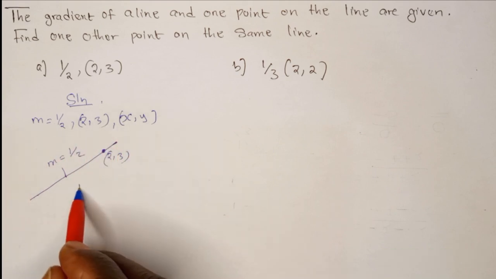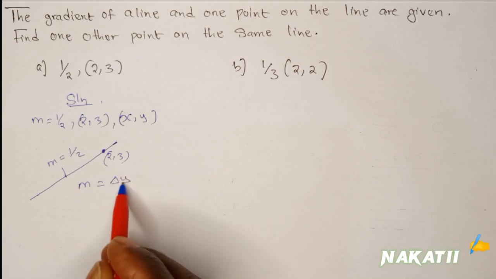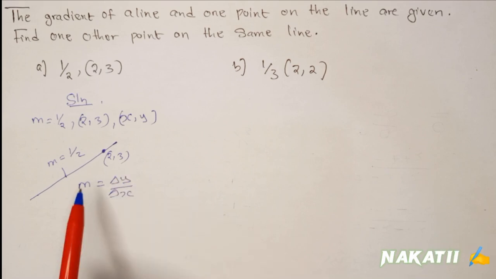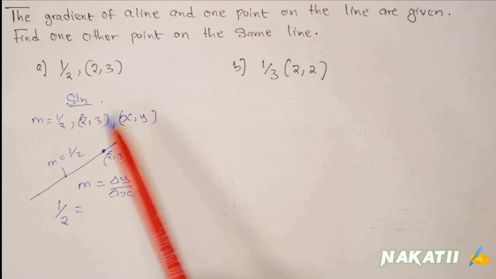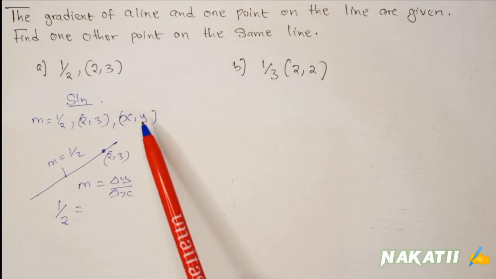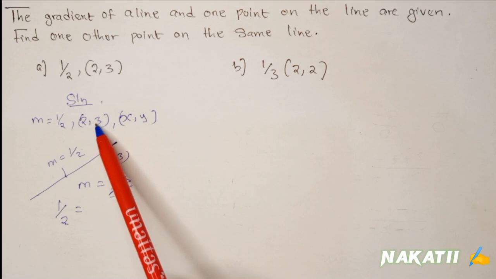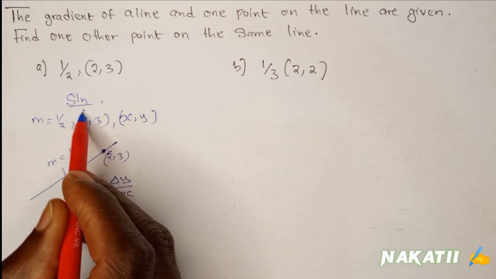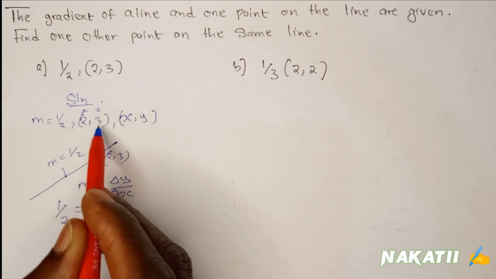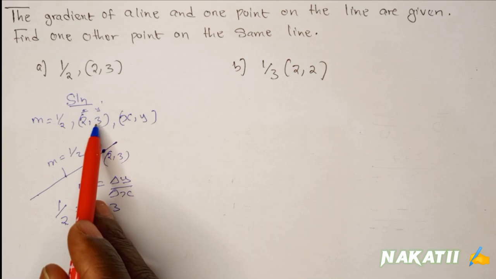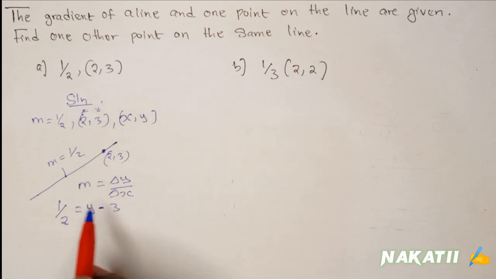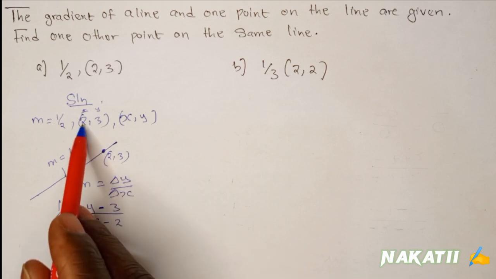So we know that the gradient of a line is given as change in y over change in x. Our gradient is a half, so we're going to say a half is equal to, now, when you're getting the equation of a line, you always start with the arbitrary point. So you take the value of y minus the value of y on this side. Here x is 2 and y is 3. So we're going to have y minus 3, divided by x minus 2.